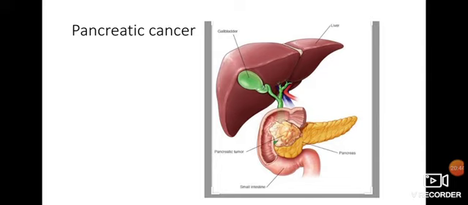Then the difficulty of this portion is that it has numerous relations that you have to understand by repeatedly seeing this video, because all the areas, the head, neck, body, tail, all have borders and surfaces, and each part has relations also. So you have to repeatedly watch this video to understand what structures are related to different areas of the pancreas. Thank you.